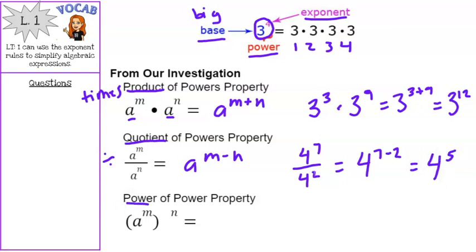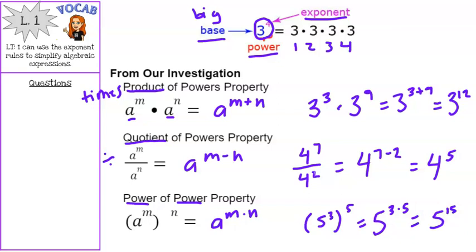And then lastly, power of a power property. We're taking a power, raising it to another power. So key pieces for this is, you'll see parentheses, and you'll only see one big number there. And so with this one, we do multiplication. So an example of this would be, we had 5 to the 3rd power raised to the 5th power. We could do 5 to the 3rd times the 5th power, which would equal 5 to the 15th power.